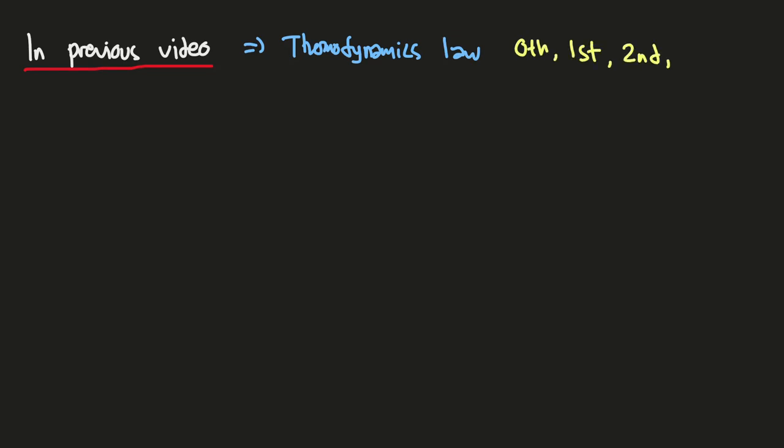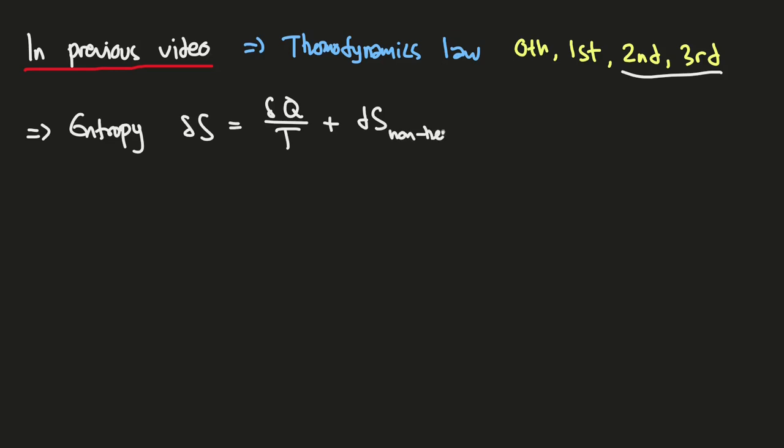In the previous video, we learned about the classical laws of thermodynamics: the zeroth law, first law, second law, and third law. In this video, we will give special treatment to the second and third laws. If you recall the definition of entropy from my entropy video, the rate of change of entropy is equal to this, which, when T approaches 0, collapses to 0. And dS non-heat here is greater than or equal to 0.